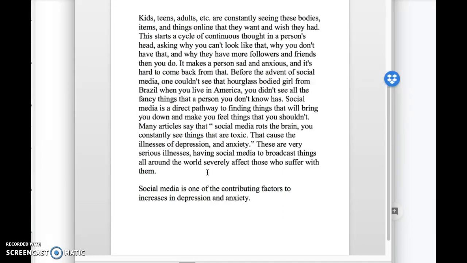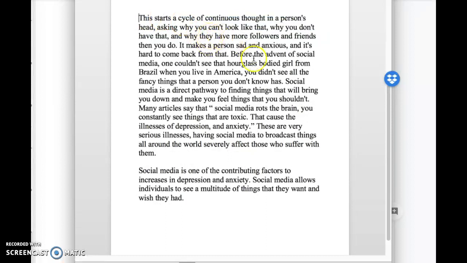And then I'm going to put a little bit what you had before. Social media allows individuals, instead of saying kids, teens, adults, etc., just say individuals or people, to see a multitude of images. You know what? This is the one time I think things will work. A multitude of, because it's so generic, but otherwise where you had it before it wasn't as generic. Multitude of things that they want and wish they had. Okay, so what we did is we got rid of this part and added a better topic sentence to what you have.